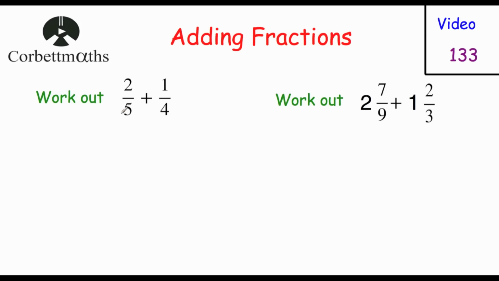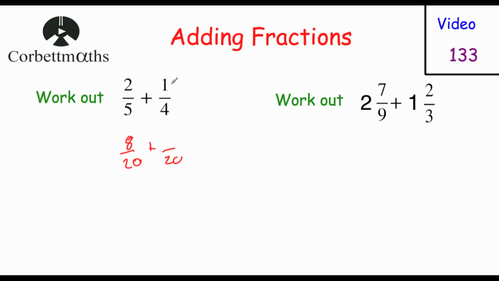So what we're going to do is find the lowest common multiple of 5 and 4. Well, that's going to be 20, because 5, 10, 15, 20, 4, 8, 12, 16, 20. The lowest common multiple of both of them is 20. And we're going to find 2 equivalent fractions. Now remember, to find an equivalent fraction, we consider what do you multiply 5 by to get to 20? Well, that's 4. So you multiply the numerator by 4 as well. So 4 times 2 is equal to 8. So 2/5 is the same as 8/20.